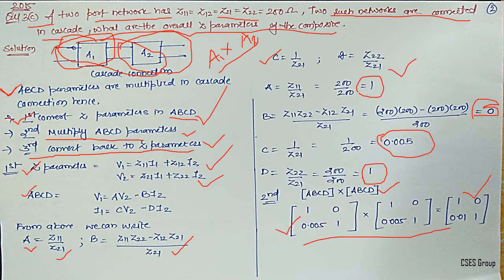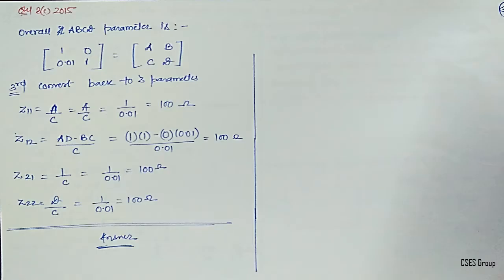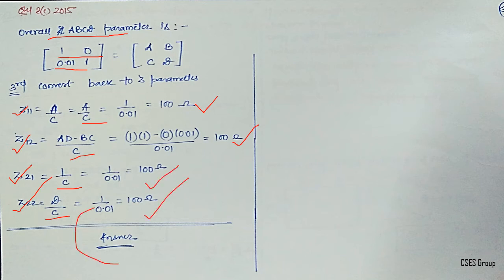But what is required in the question, you need to identify the Z parameter. So now convert this ABCD into Z. So overall ABCD parameter for the current network is here. Now conversion from ABCD to Z is written here. If you substitute these values in this way, you will end up with Z11 is 100, Z12 is 100, Z21 is 100, and Z22 is 100. That's all for this question.